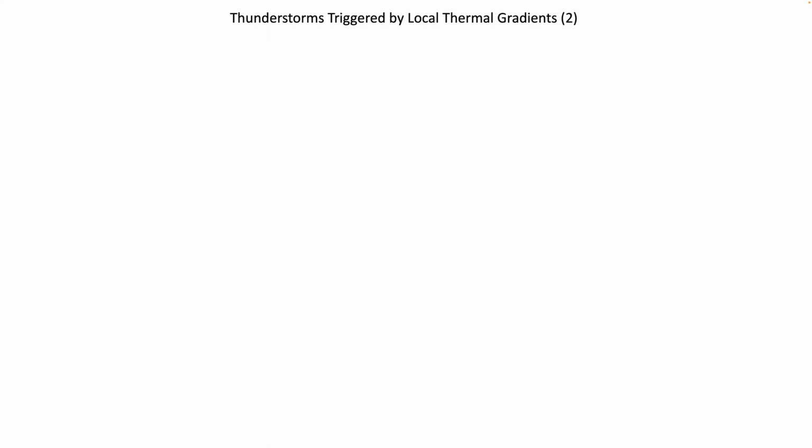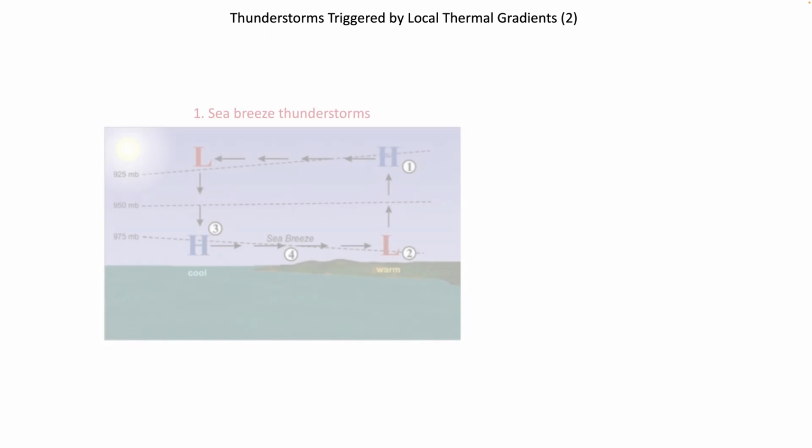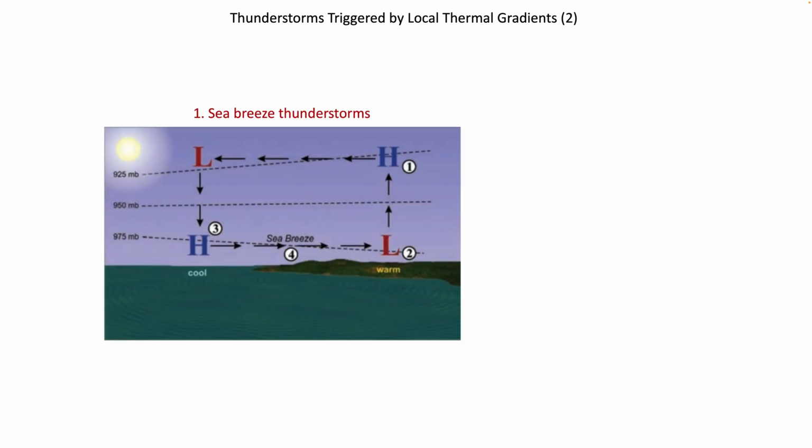All right, let's start with thunderstorms triggered by local thermal gradients. There are going to be two types of thunderstorms. Now, as I say two types of thunderstorms, just remember that a thunderstorm is a thunderstorm. So when I say two different types, what I'm talking about are two different mechanisms driven by thermal gradients that lead to thunderstorm development.